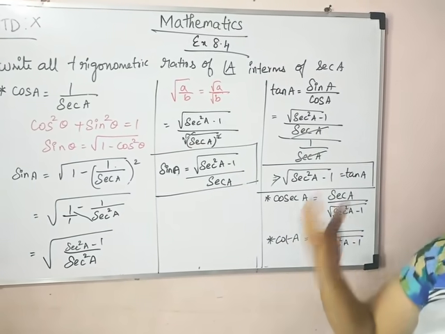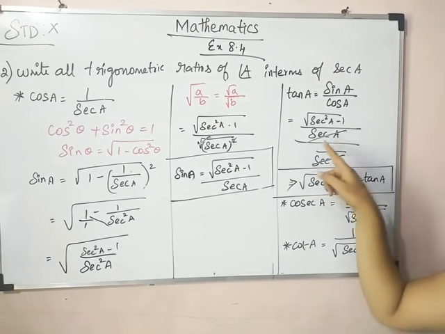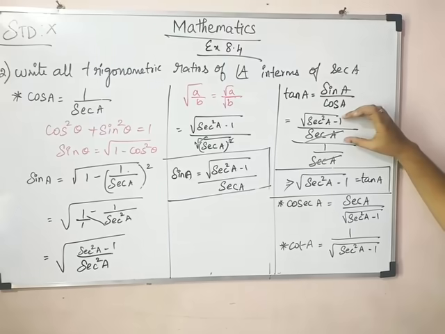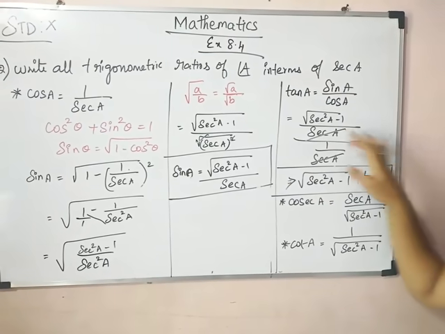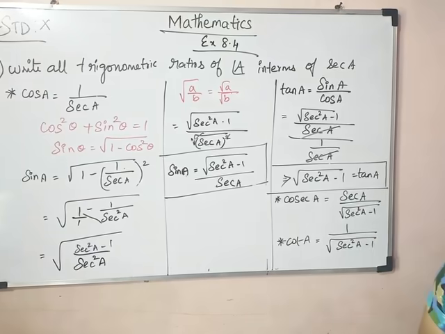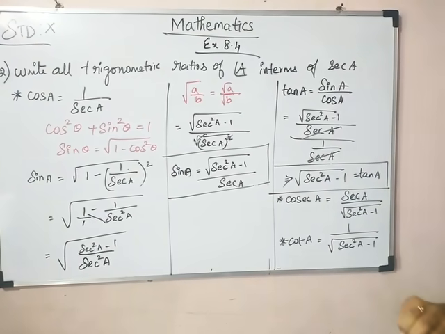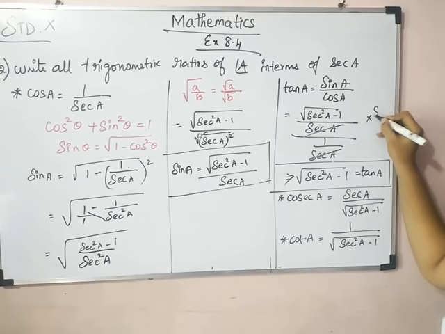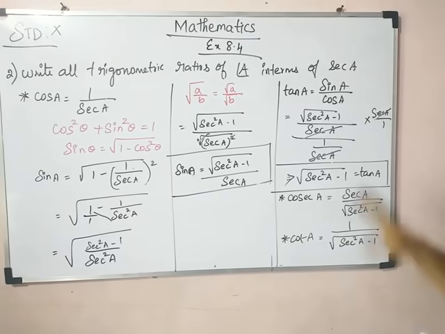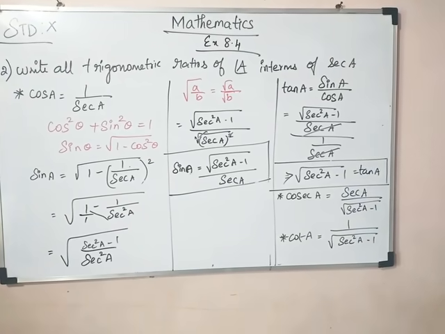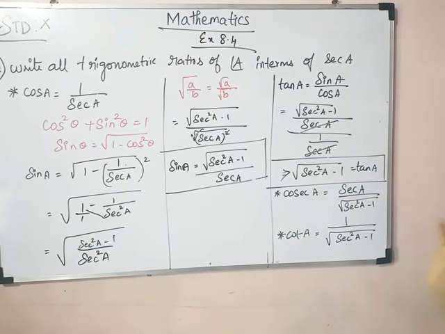Once we have found the cos value and sin value, we can easily form tan. Tan A is equal to sin A divided by cos A. Just substitute the values. Why have I cancelled the secant A? Just listen, this is one term and this is one term. Both are combined with division. While converting this division into multiplication, what will happen? This term will get reciprocal. It will come like secant A by 1. So now we can cancel secant A. For that only I have cancelled directly over here. Next, what's the tan A value? Root of secant square A minus 1.